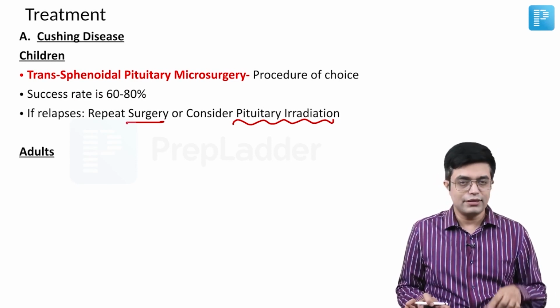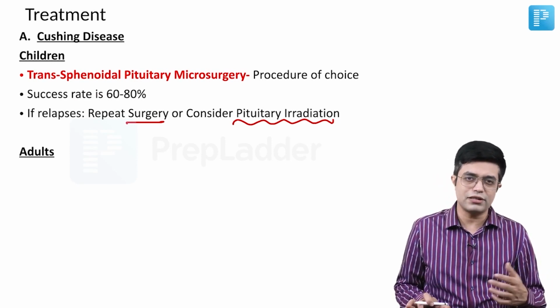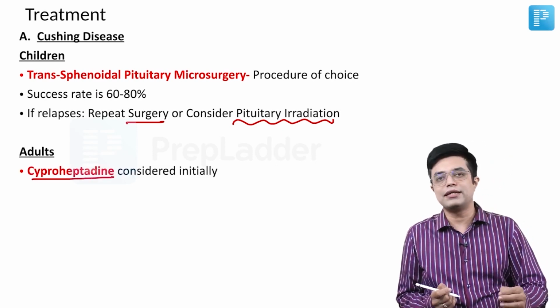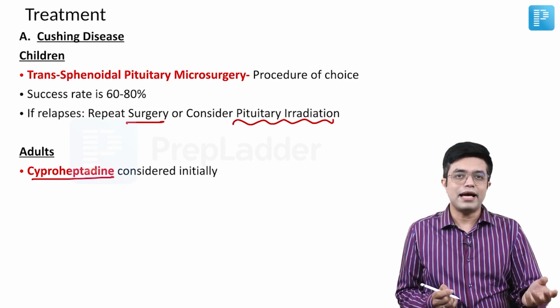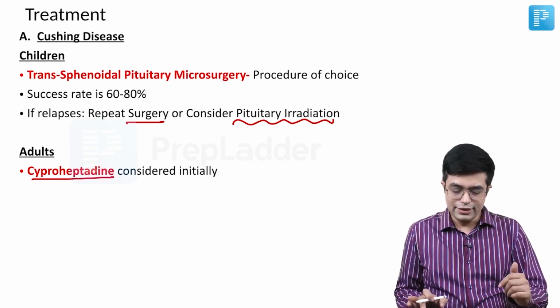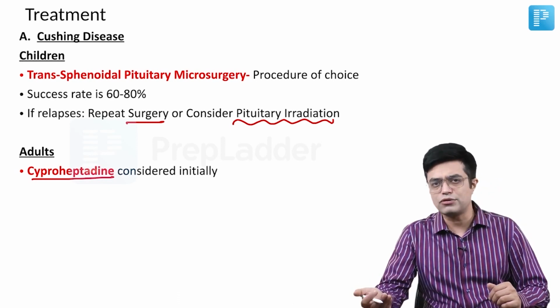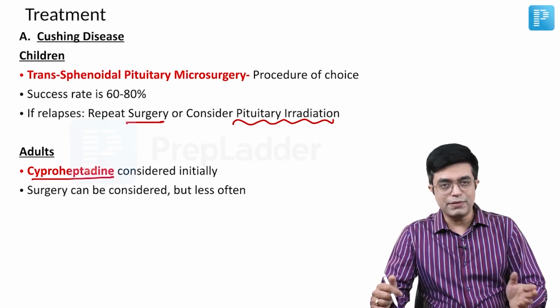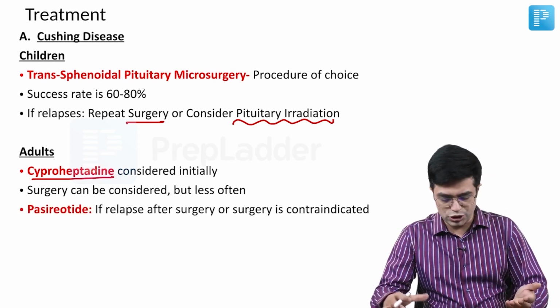In case of adults, primary surgery is not usually done. As first line therapy, we sometimes give a trial of cyproheptadine. Cyproheptadine is a serotonin antagonist and it reduces ACTH production in case of Cushing disease. But cyproheptadine has a high relapse rate as well as a relatively higher failure rate compared to surgery. Surgery can be considered but is less often done compared to children.